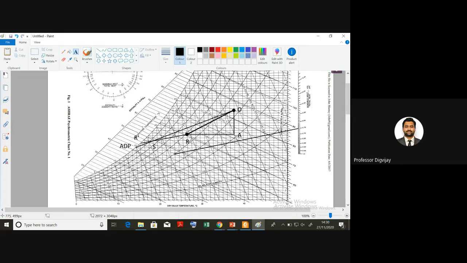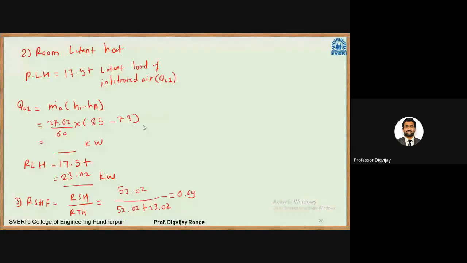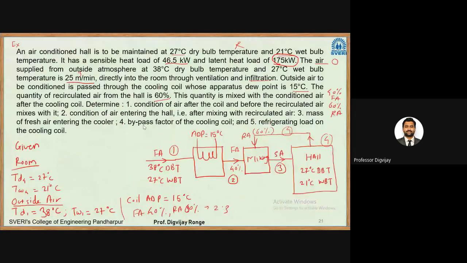So this way we have drawn a psychrometric chart and shown the processes on it. Now let us find out what they asked here. Going back to our example, first they asked the condition of air after the coil and before the recirculated air mixes with it. We'll get it from the diagram.